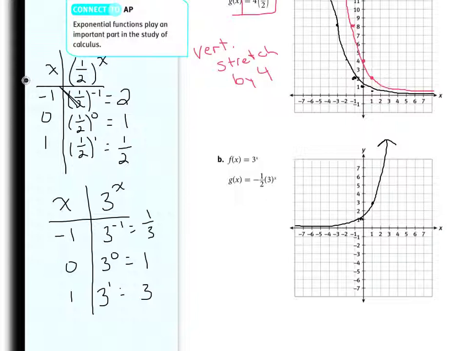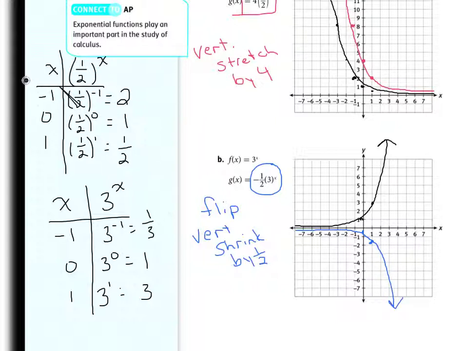Now what's going to happen when I do -1/2 of that graph? Well, the negative, isn't that going to flip it? And a vertical shrink by 1/2. In other words, we're taking half of all of those y values. So instead of a 1, we'd be at half, but we're flipping it, so that'd be -1/2. Instead of a 3, it'd be 1.5, but we're going negative. So you end up with something that looks like that.